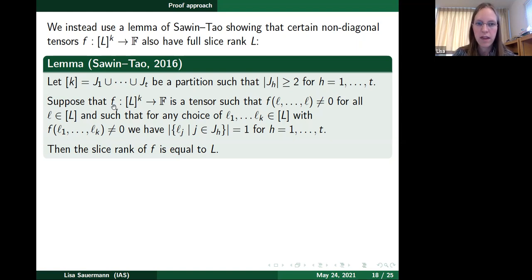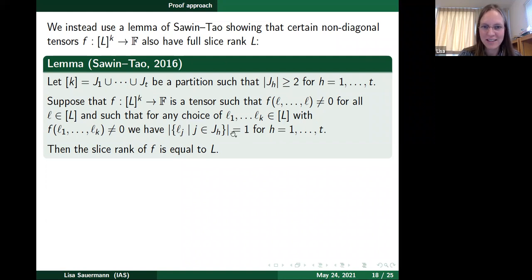And suppose now that f is some tensor, which again has non-zero elements everywhere on the diagonal. So f of L, and so on, L is non-zero for all L. But let's also assume that for any choice of L1 to Lk and L, where the tensor is non-zero, so for every non-zero entry of this tensor, we have for every h that the set of the Lj's with j in Jh has size 1.